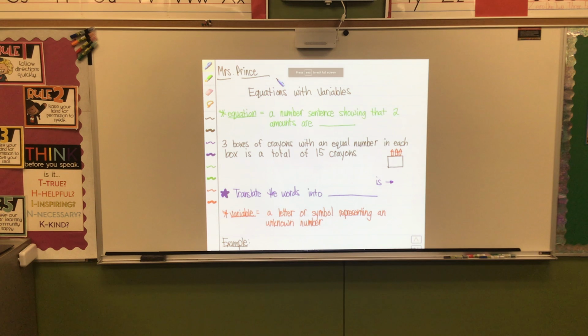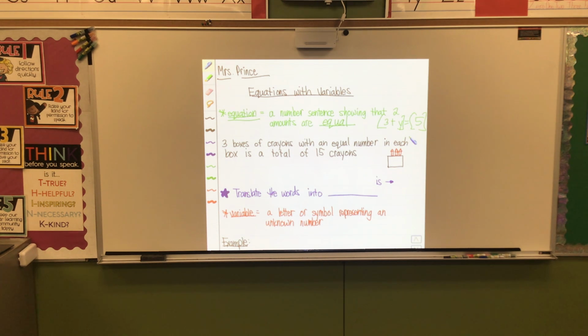And today I'll be helping you out with problems involving equations with variables. Okay, so let's first review the definition of an equation. An equation is a number sentence showing that two amounts are equal. So what we're going to be doing here is writing equations from some words that are given to us. For example, an example of an equation would be 3 plus y equals 5. Okay, because we have this amount on this side, and this amount on this side would both be considered equal, the 3 plus y and the 5.